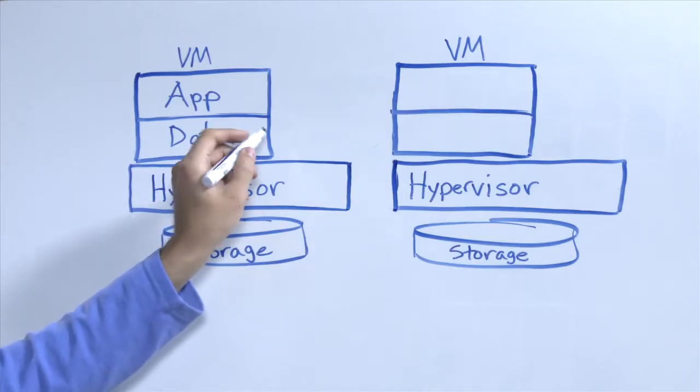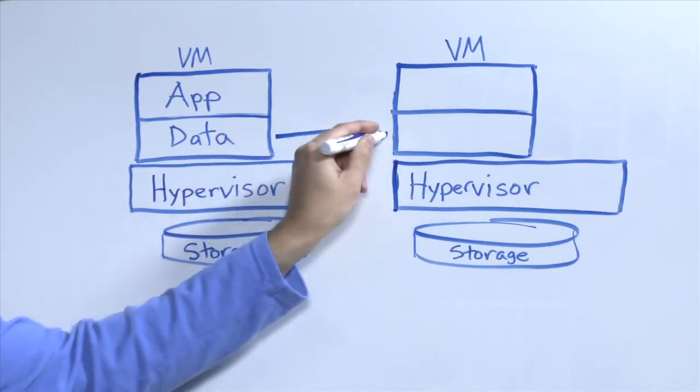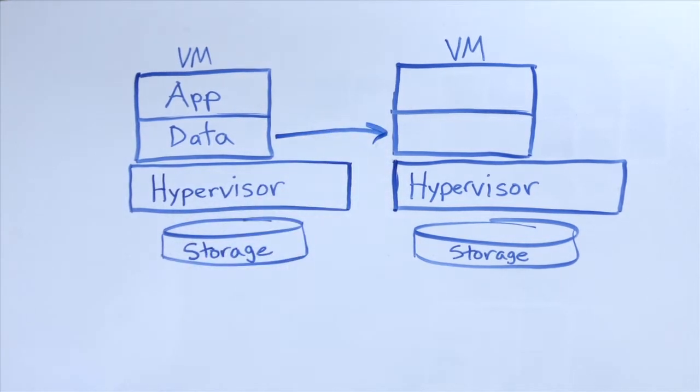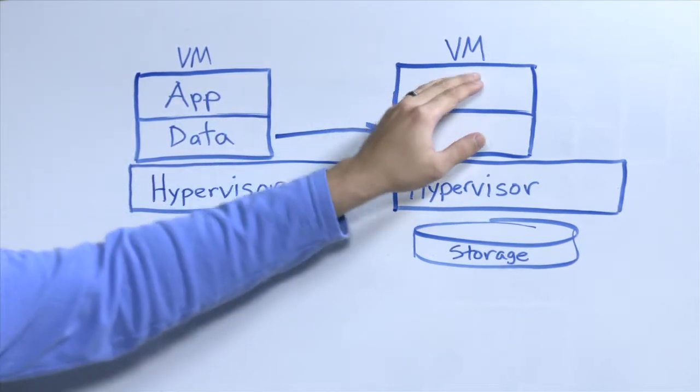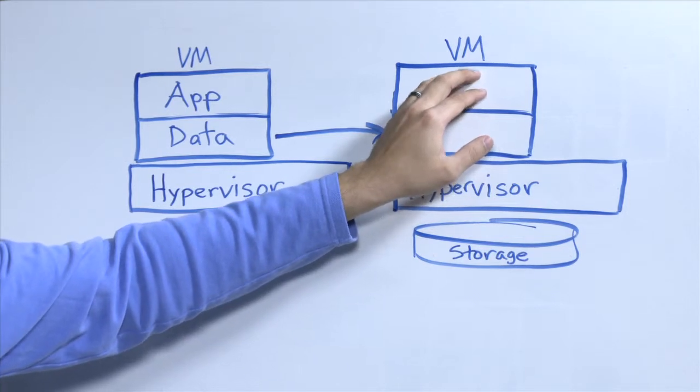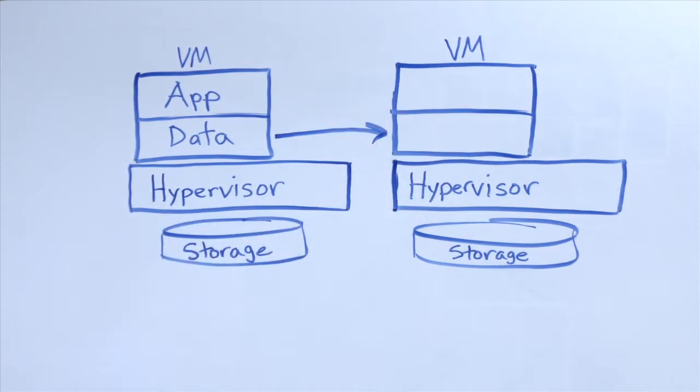And SIOS software would replicate the data from within one virtual machine to within another. So you've got real-time block level replication of your data. And should the application or the virtual machine itself fail, the secondary or the standby virtual machine is waiting to take over, and it's got a real-time copy of data.